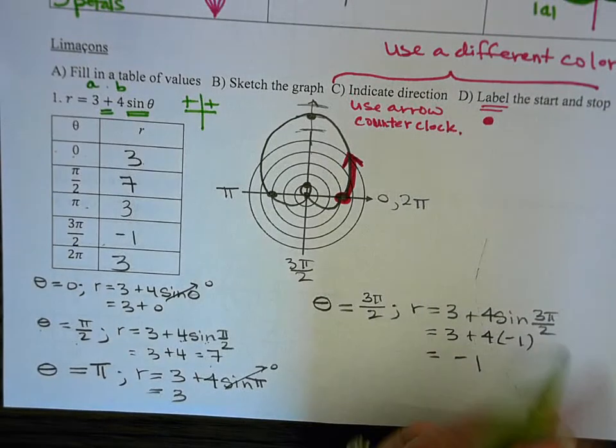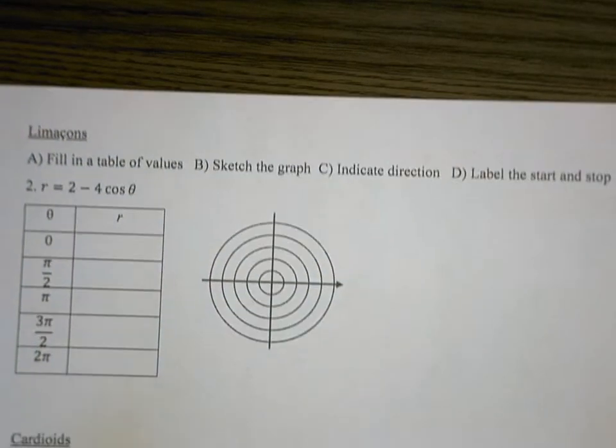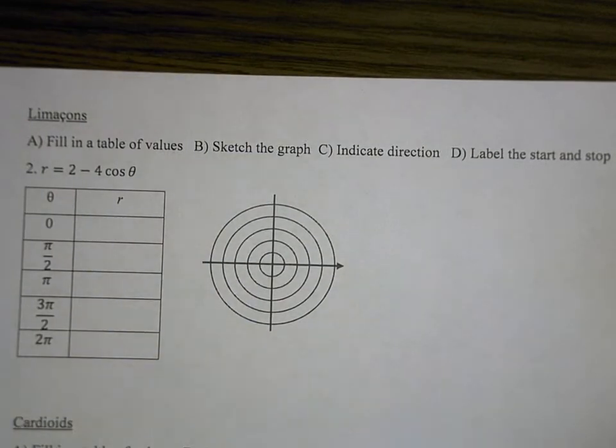If you see, the graph is pointed in that positive direction, that upwards way. All right, let's do one more limacon graph, and then we'll talk about cardioids. I'm going to do that shortcut method first, and then we'll talk about the table of values second.